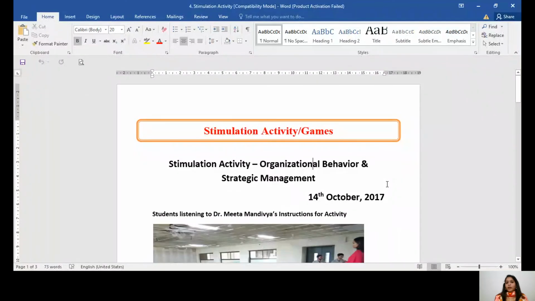The next approach was the stimulation activity. So now see, yeah, I think the screen is visible. Now, stimulation activity and game.